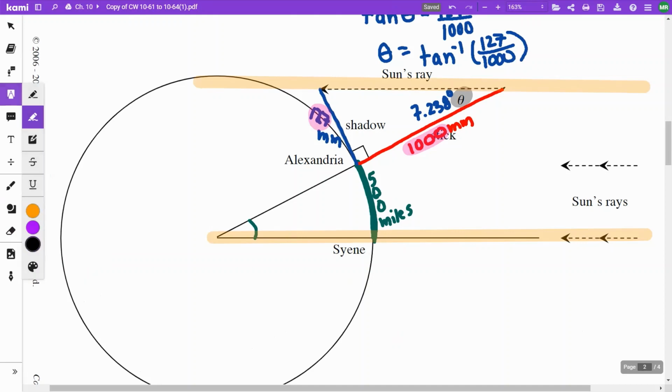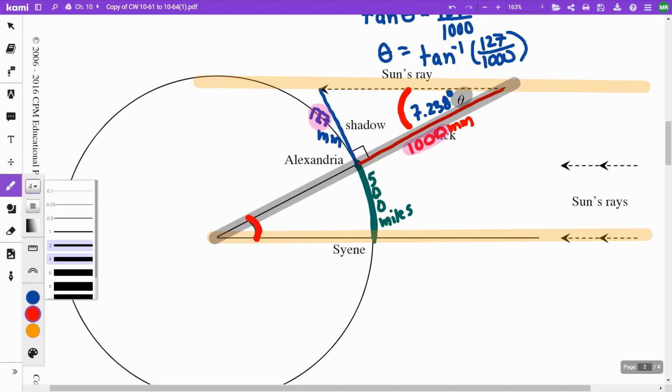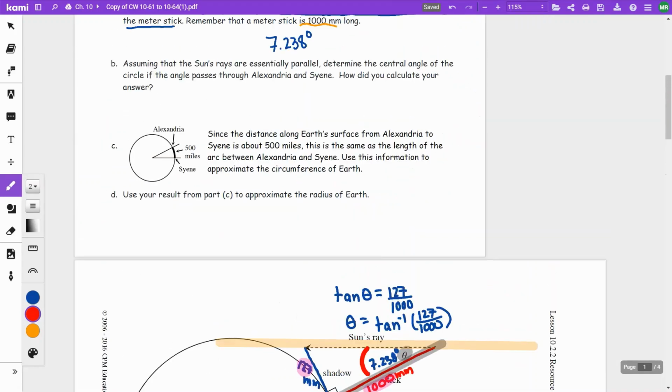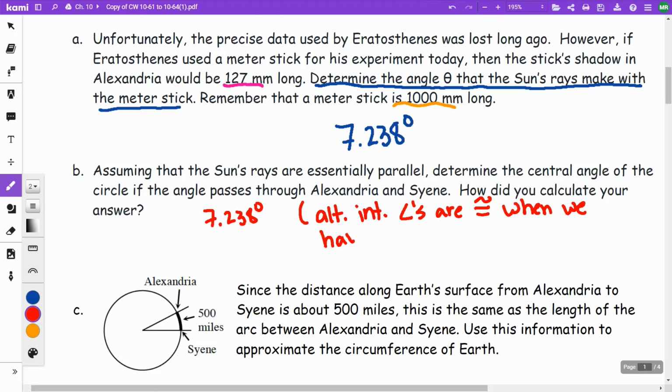And it is being cut by this transversal. When that happens, alternate interior angles are going to be congruent. So this angle is going to be the same as this angle. So I know that this central angle is going to be 7.238 degrees also, because of parallel lines cut by a transversal. Why? Because alternate interior angles are congruent when we have parallel lines cut by a transversal.